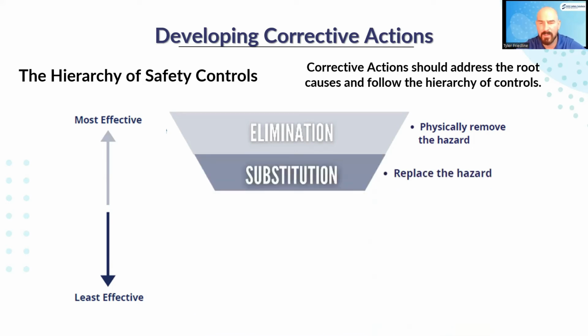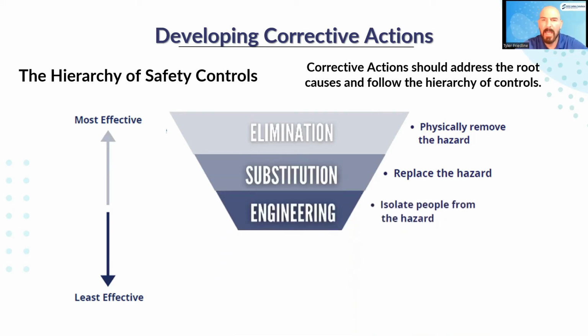Substitution replaces the hazard. This is typically around chemical exposure. So imagine if you have a solvent-based paint that's flammable and you move to a water-based paint, right? That's a substitution. Engineering controls isolate people from the hazard, such as a fixed barrier guard. If you use engineering, changing the work environment, a lot of times you can almost eliminate a hazard, or get pretty close to it. These are becoming less effective as we go down.